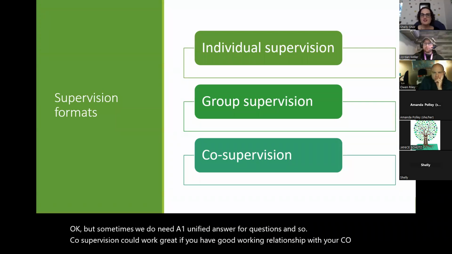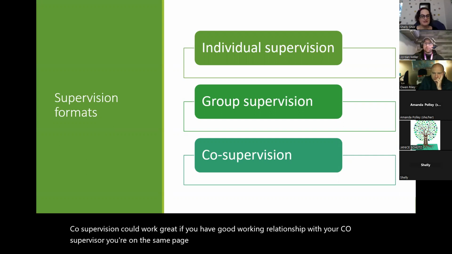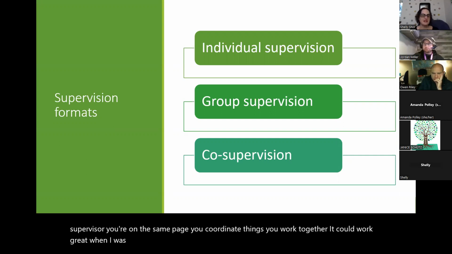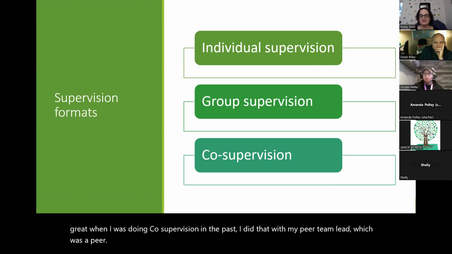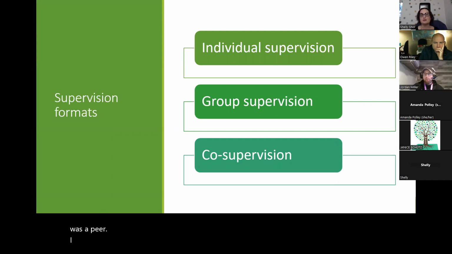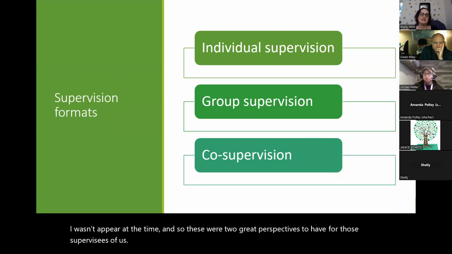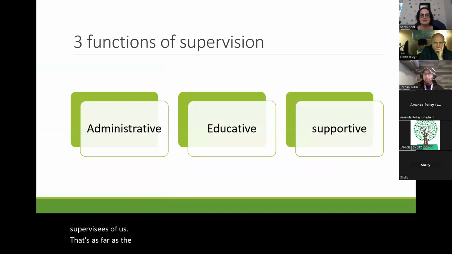You're on the same page, you coordinate things, you work together. It could work great. When I was doing co-supervision in the past, I did that with my peer team lead, which was a peer. I wasn't a peer at the time. And so these were 2 great perspectives to have for those supervisees of us. That's as far as the supervision formats.